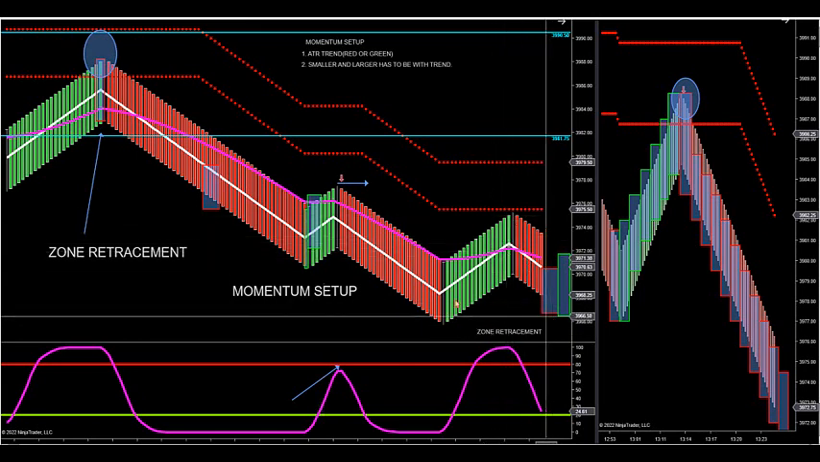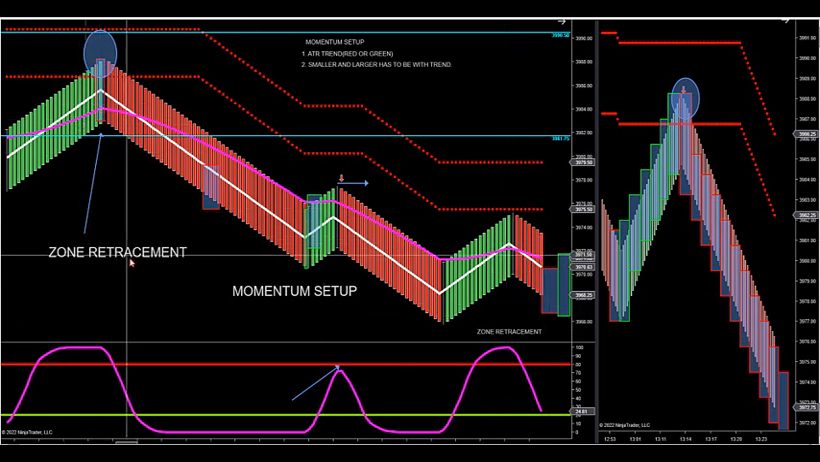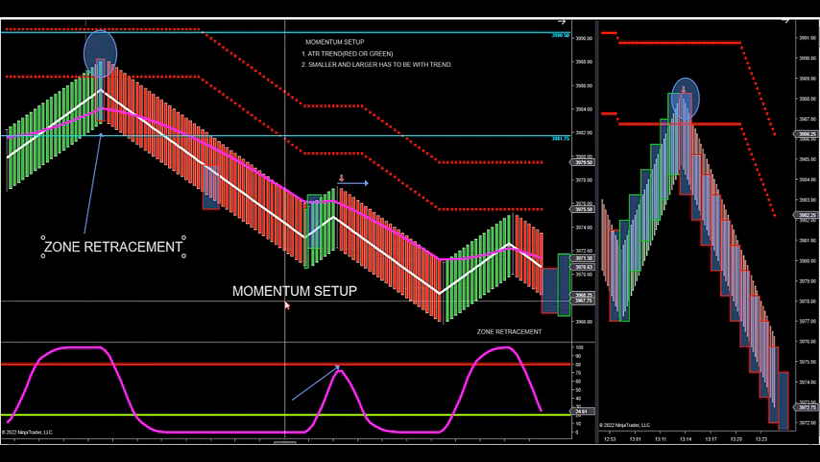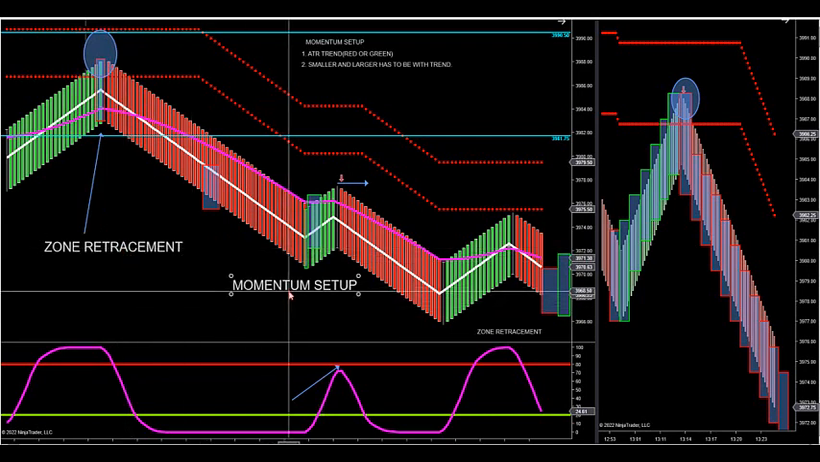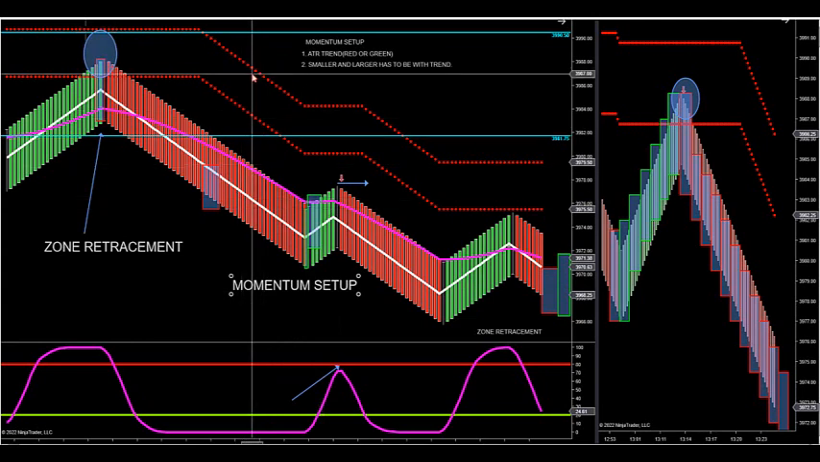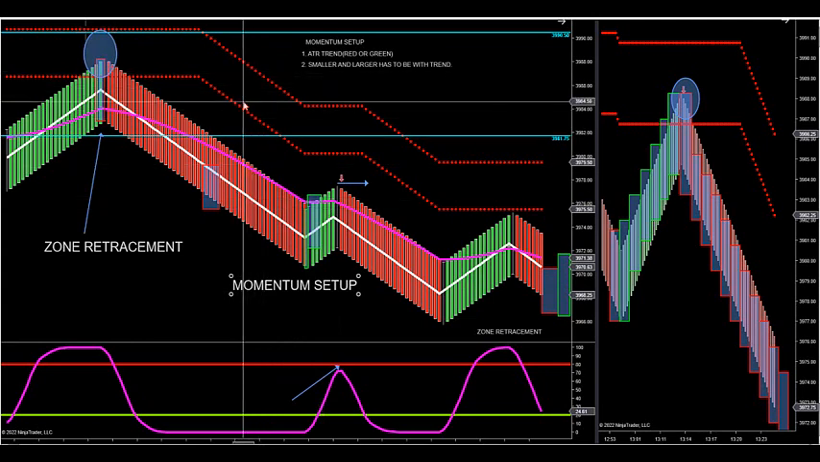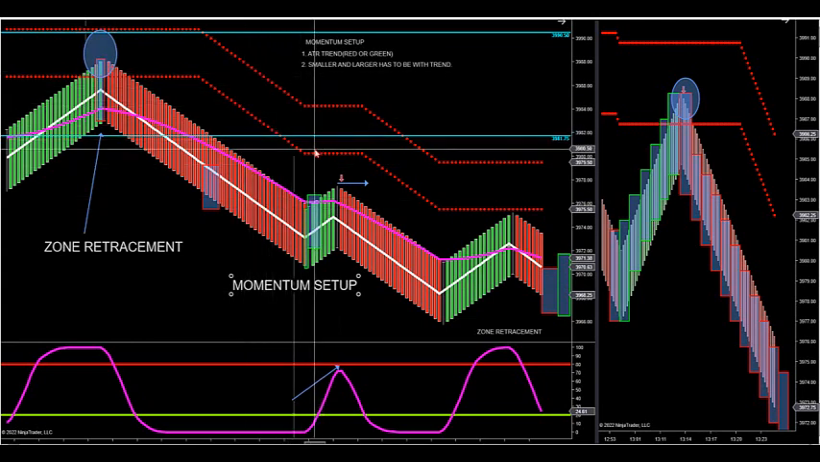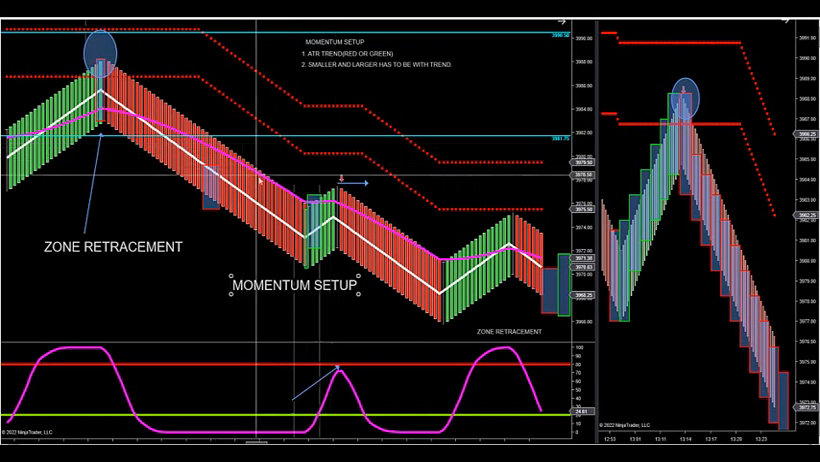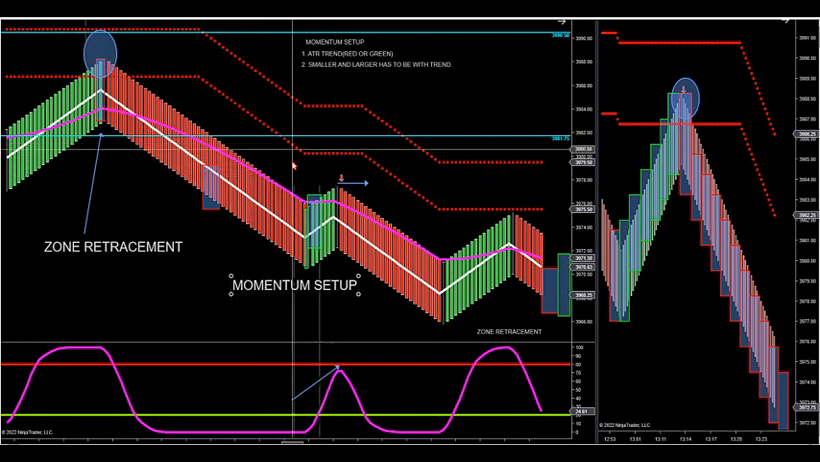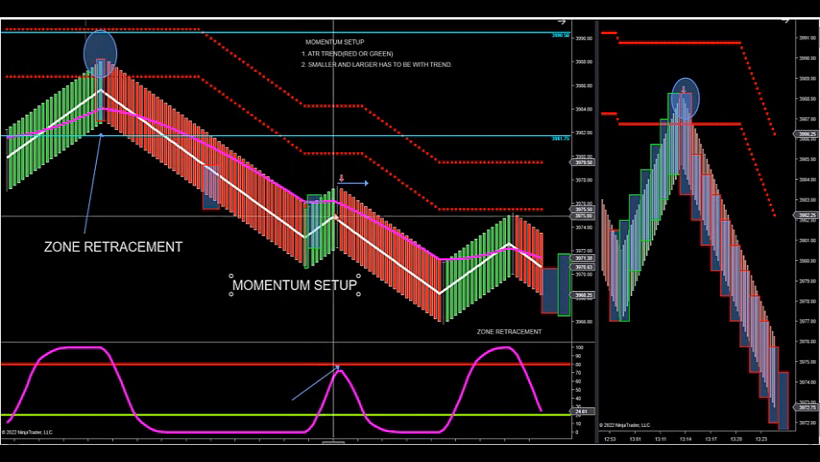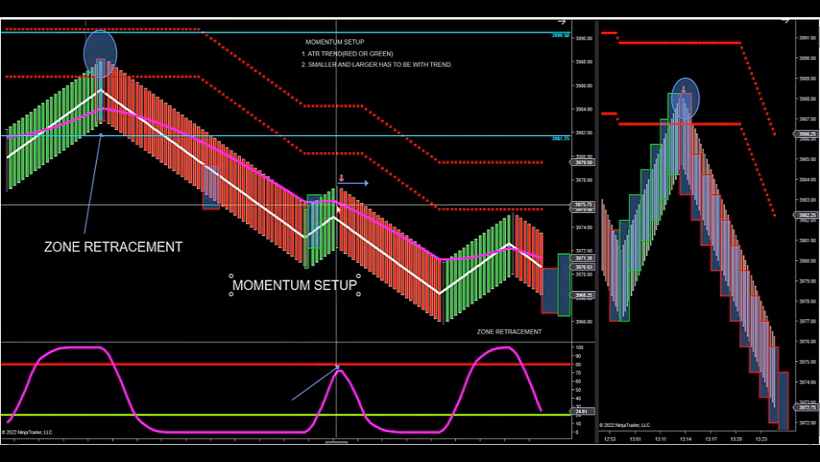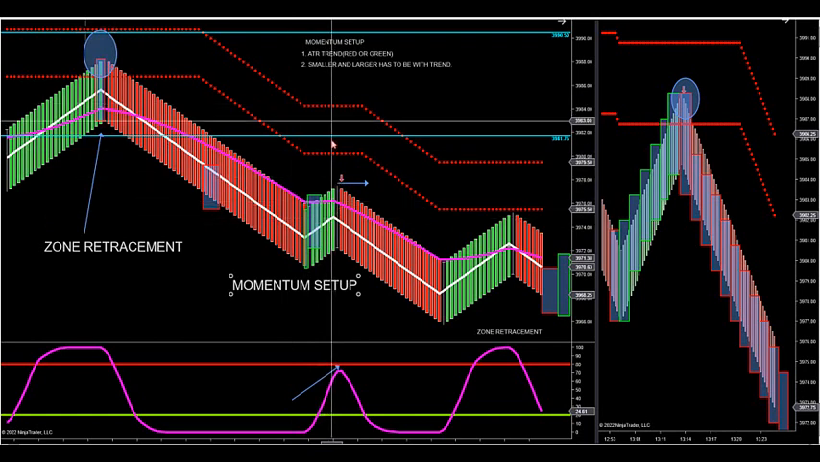It came up to my zone and got a pull in for the short. Same here. Okay? So you got the zone retracement momentum setup. So all the momentum setup says this: if I have a red ATR and I'm cranking down, and I got my moving averages that agree with my ATR, and on the retracement I'm not crossing above my larger MA, I have total trend balance to the downside.